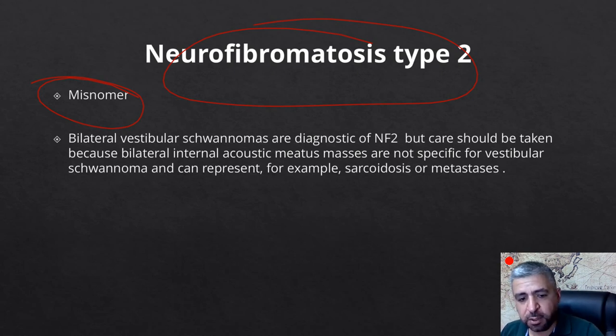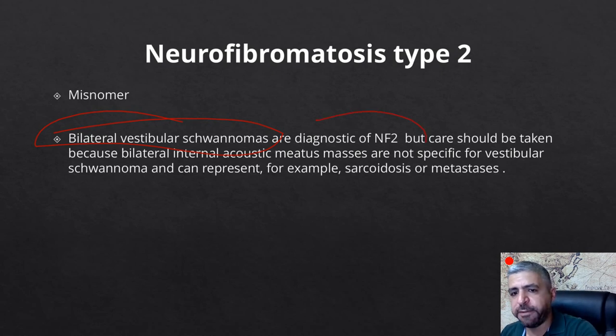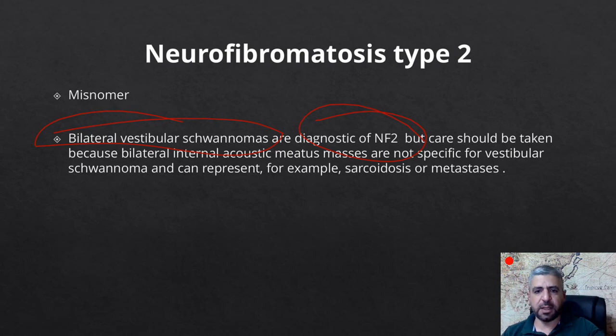So, to diagnose neurofibromatosis type 2, we need bilateral vestibular schwannomas. Bilateral vestibular schwannomas are diagnostic of neurofibromatosis type 2. When you see bilateral vestibular schwannomas, that's it. It's diagnostic of NF2. Okay?